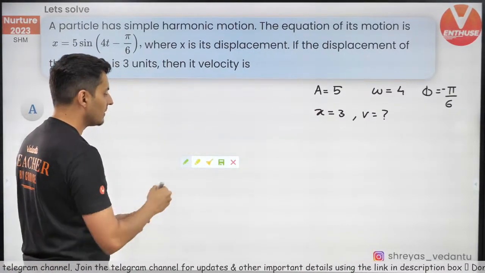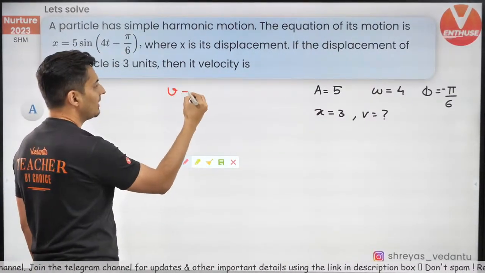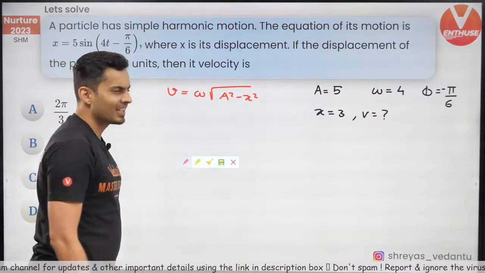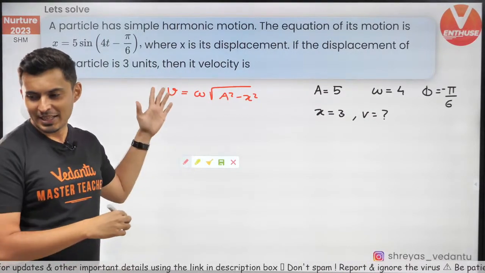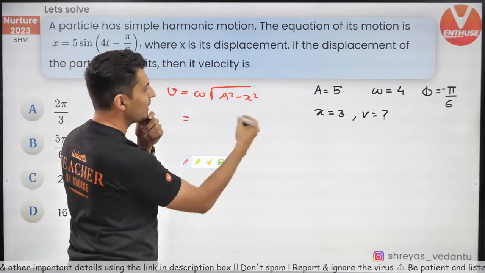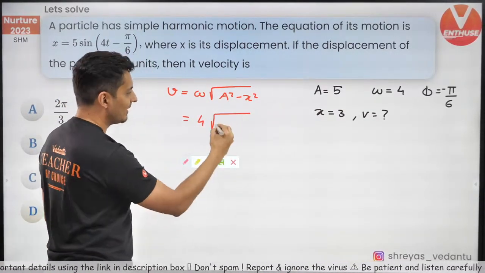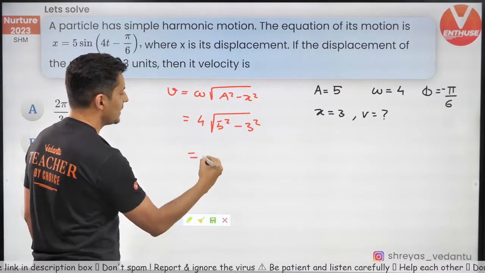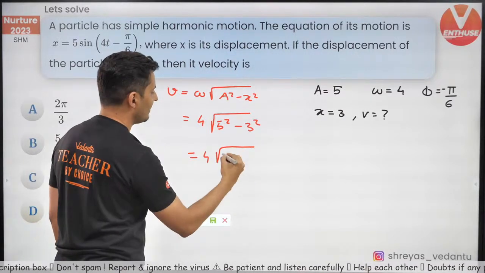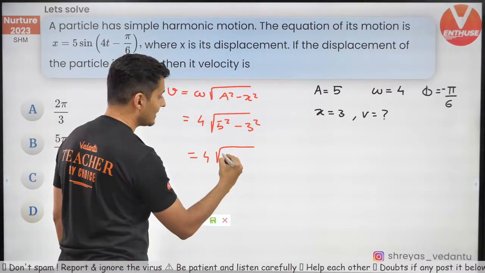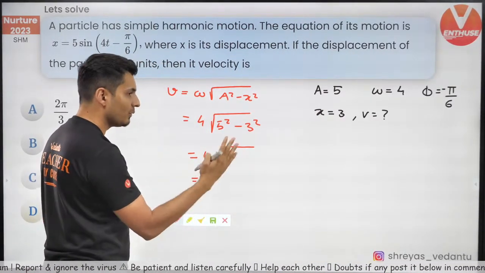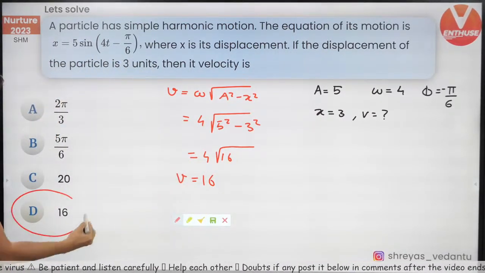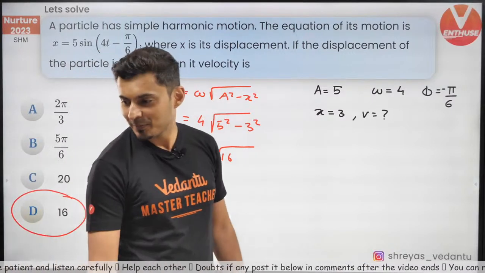How? Observe. I just need one formula: v is omega root of a square minus x square. Haven't you learned this formula? What is omega? Omega is 4. The amplitude is 5 and x is 3. 5 square is 25, 25 minus 9 is 16, root of 16 is 4. So the answer is 16 meters per second, which is option D.